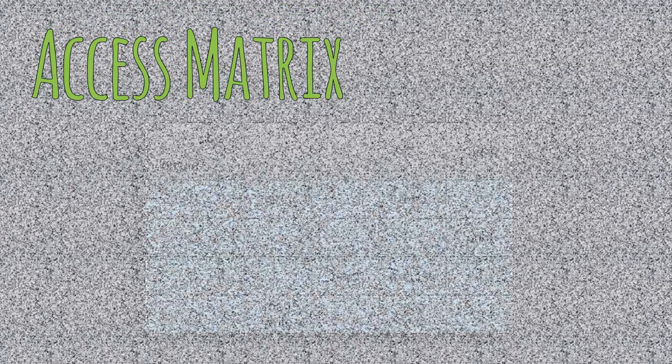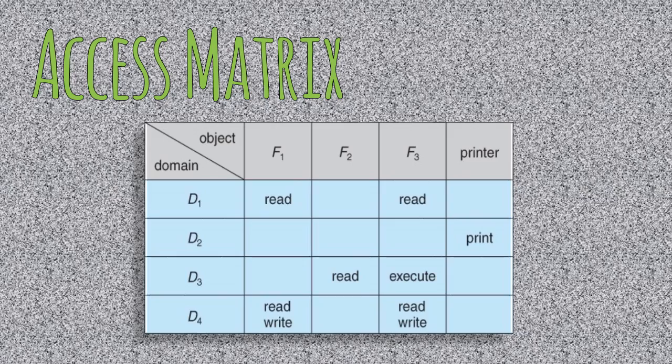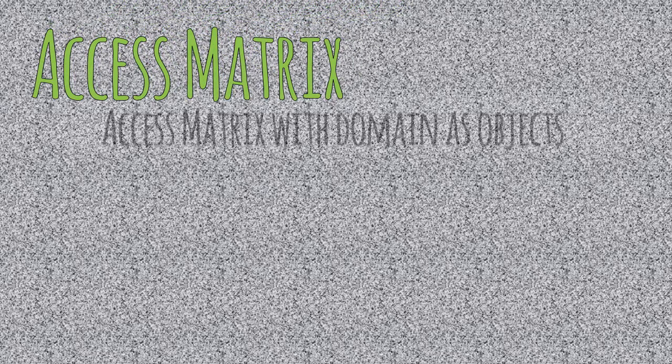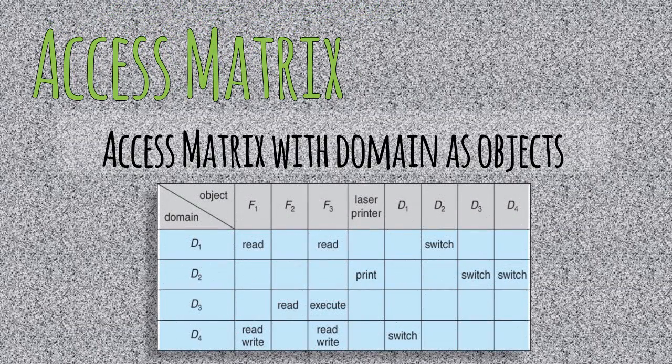The model of protection that we have been discussing can be viewed as an access matrix, in which columns represent different system resources and rows represent different protection domains. Entries within the matrix indicate what access that domain has to that resource. Domain switching can be easily supported under this model, simply by providing switch access to other domains.